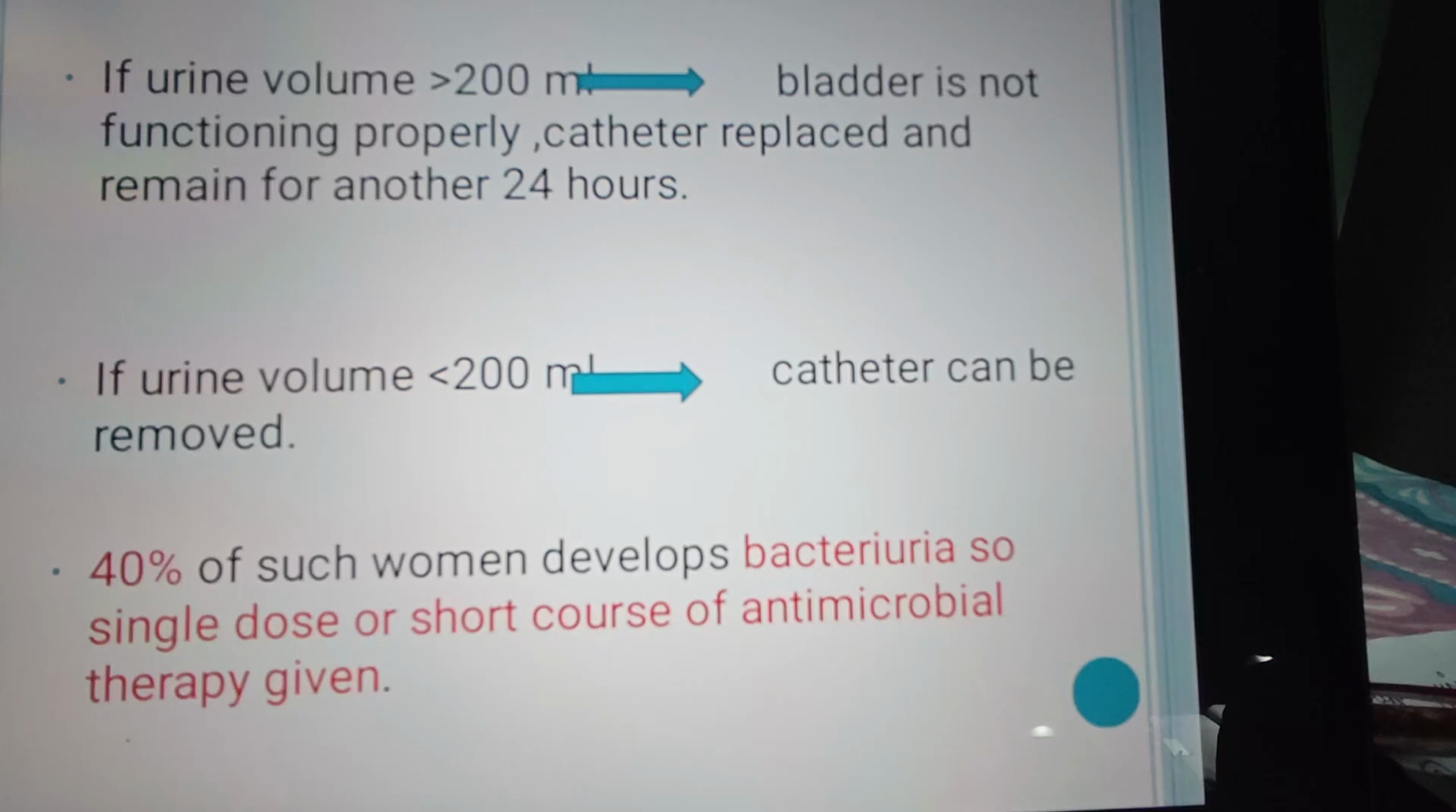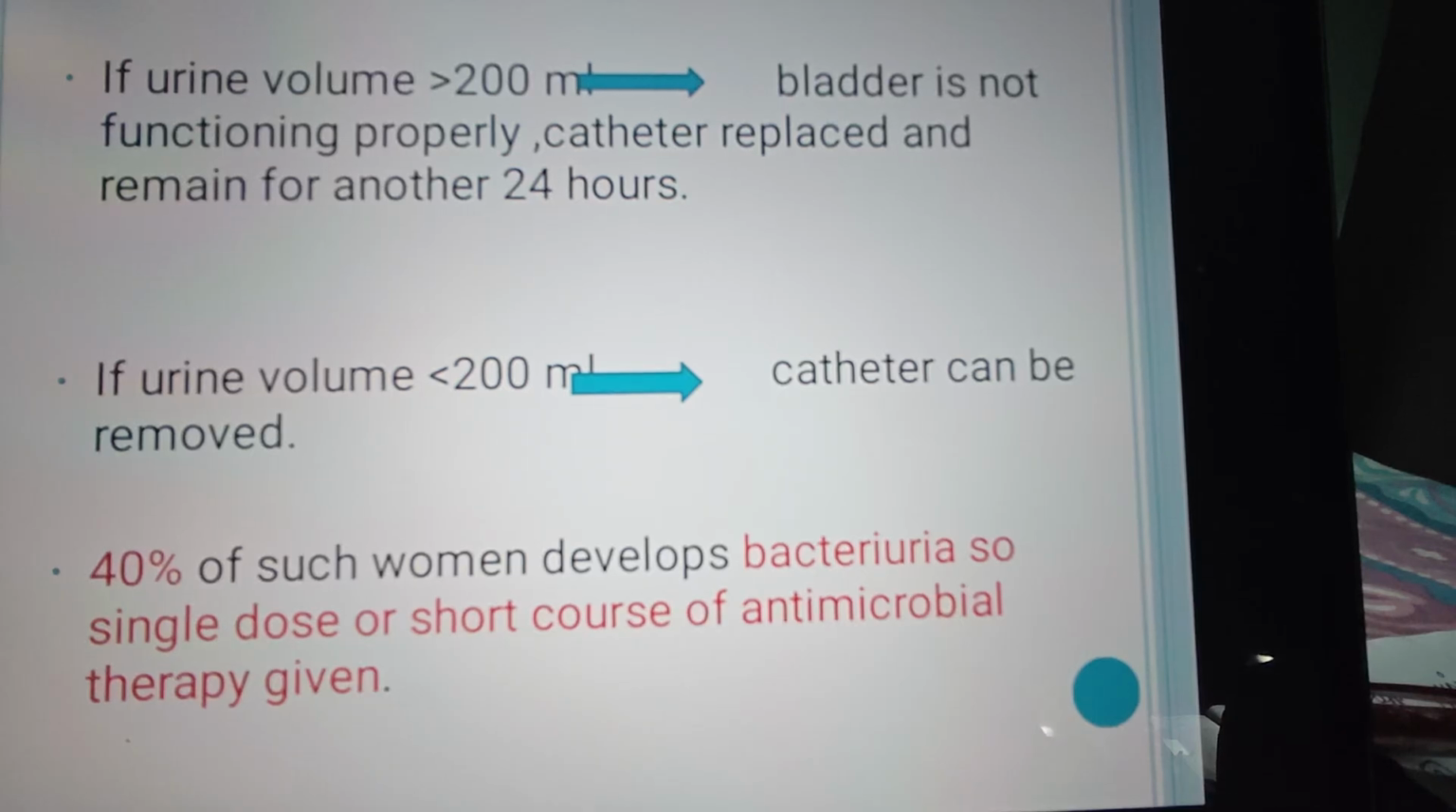And if the urine volume in the bladder is more than 200 ml, then this means that urine production is normal, but the bladder is not working, meaning it is not contracting so as to expel the urine from its outlet. So the problem lies in the bladder. So the catheter is replaced for another 24 hours. And if on ultrasonography the urine volume is reduced, it means the problem is in the kidneys, not in the bladder, and now we can remove the catheter and treat that problem.